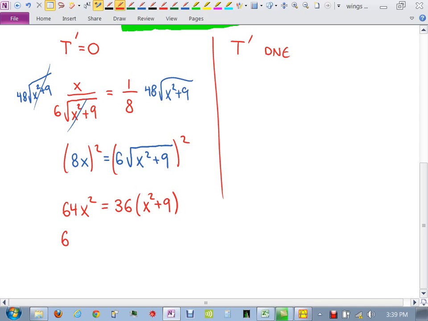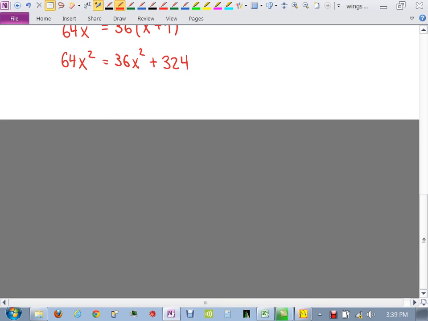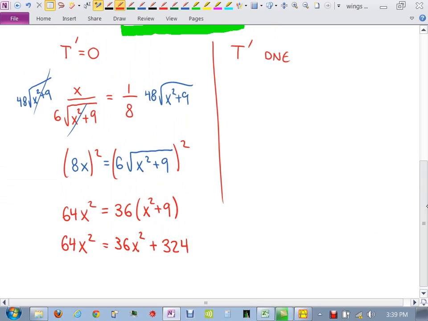I'll distribute 36 through now. What's that? 180 plus 54. What is it? Yeah. Wow. All right, now what? I'm out of room, that's what.